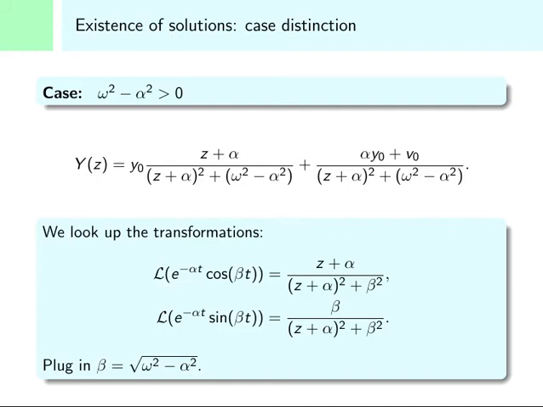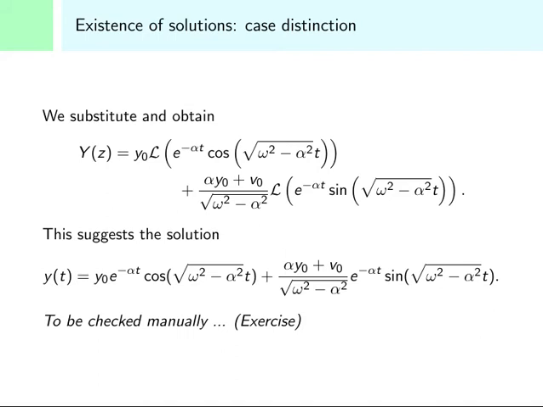And then we recall that z plus alpha over z plus alpha square plus beta square is the Laplace transform of exponential negative alpha t times cosine beta t. And beta over z plus alpha square plus beta square is the Laplace transform of exponential negative alpha t times sine beta t. We can plug this into the formula of y of z.